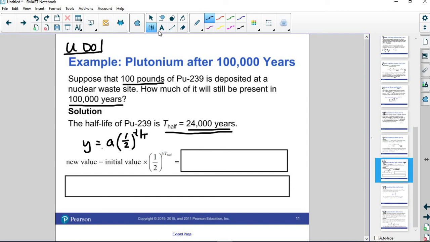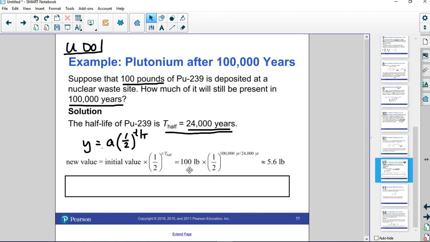Okay, so when we plug that into our calculator, again, be real careful when you're doing your calculator. You're going to get 100 pounds times 1/2 to the 100,000 divided by 24,000. Okay, and again, you may need parentheses around these two guys depending on your calculator. And if you plug all that in at one time, you should be able to hit enter and get 5.6 pounds. Make sure you label it properly with units when units are appropriate.